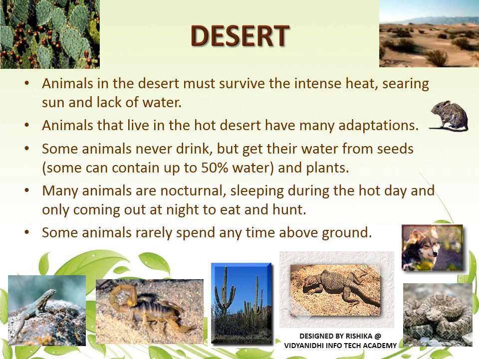Animal life of desert. Animals in the desert must survive the intense heat, searing sun, and lack of water. Animals that live in the hot desert have many adaptations. Some animals never drink but get their water from seeds. Some plants can contain up to 50% water. Many animals are nocturnal, sleeping during the hot day and only coming out at night to eat and hunt. Some animals rarely spend any time above ground.